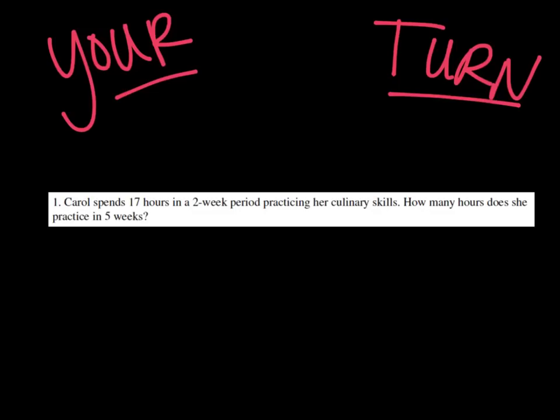Alright, it is your turn to solve this question using underlining, using boxing the question, showing all of your work, especially your labels, and then I will share the answer with you in class.